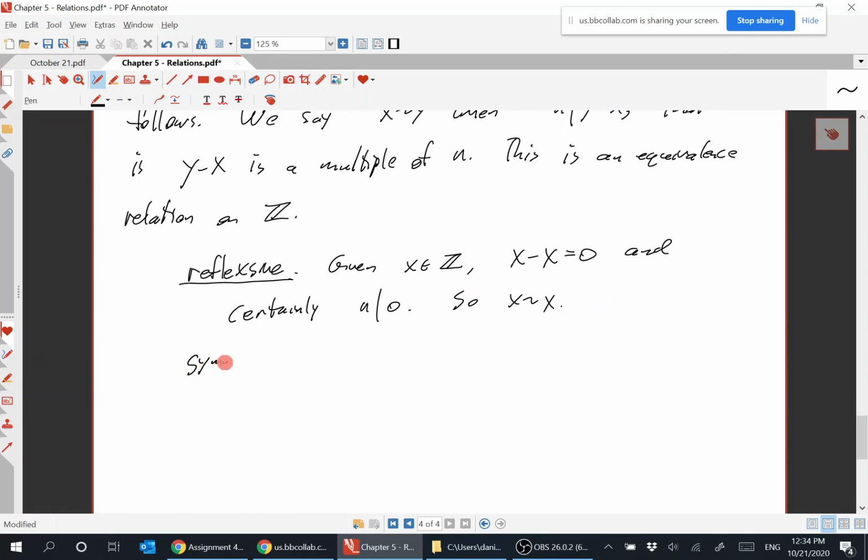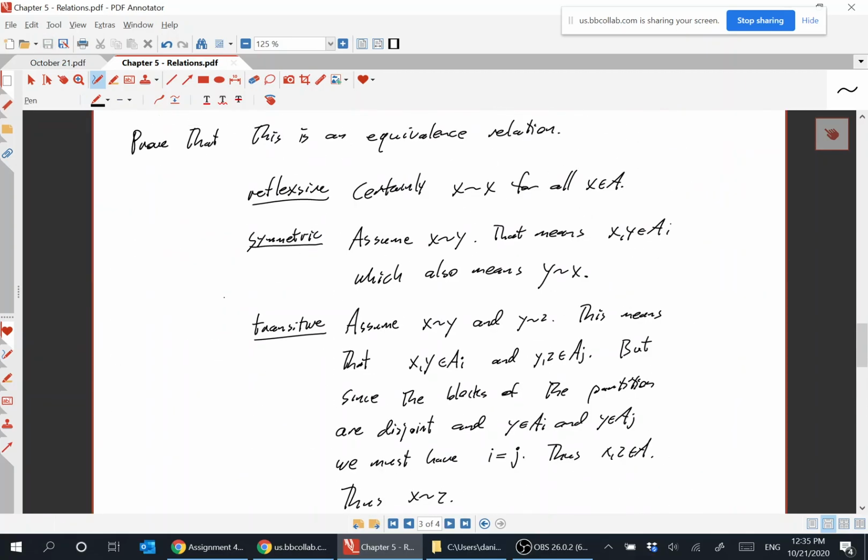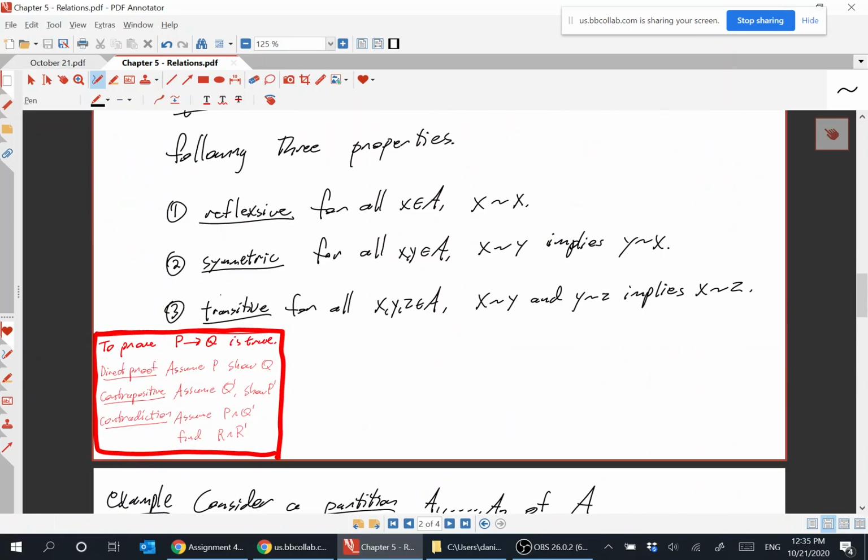Symmetry. What was the symmetric relation? That if x is related to y, that implies y is related to x. Right. If x is related to y, it implies y is related to x.